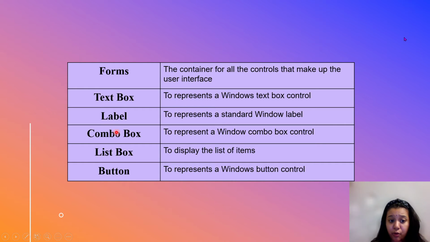And next is combo box. Combo box is to represent a Windows combo box control. List box is to display the list of items, and the last one is the button. It is to represent a Windows button control.